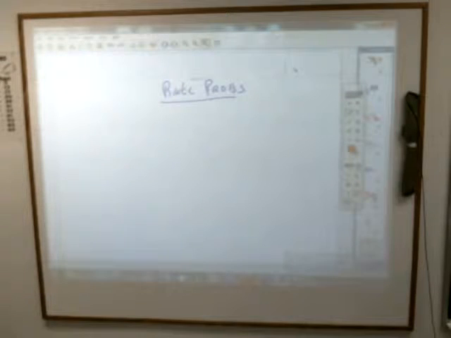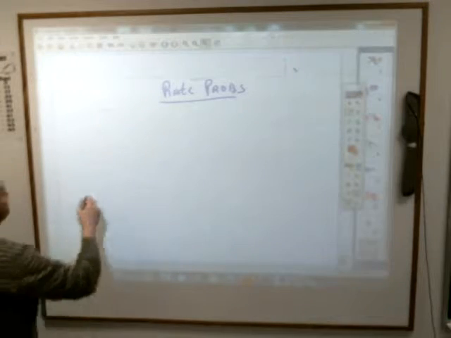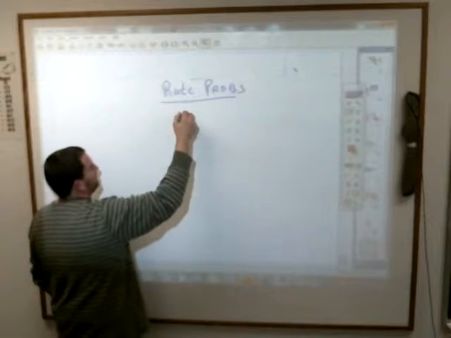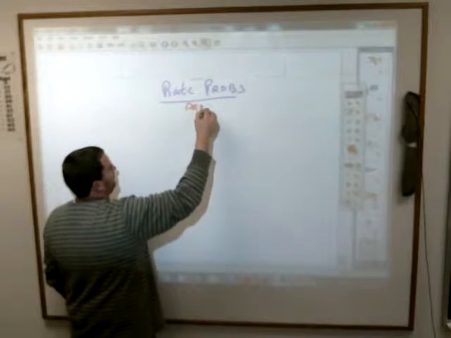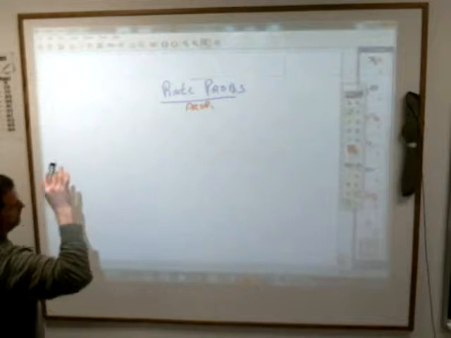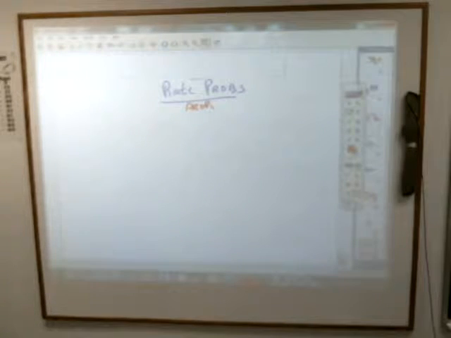Write this down, please. Rate problems. Actually, it's also kind of proportions, and it's all a bunch of stuff. Ratios, rates, proportions, they're all pretty much synonymous with each other.